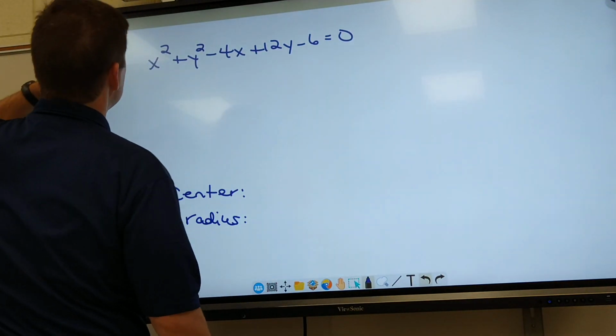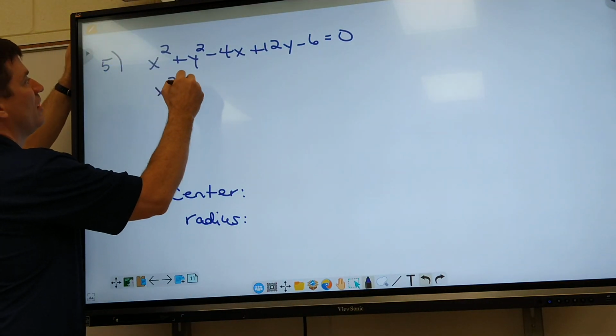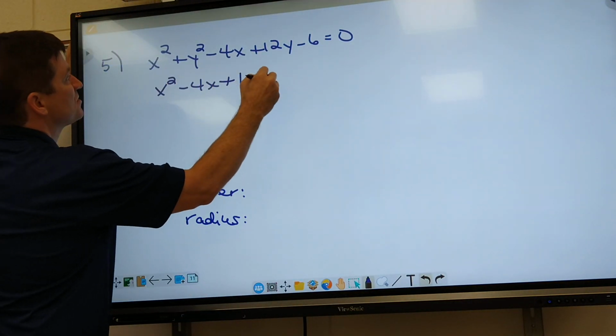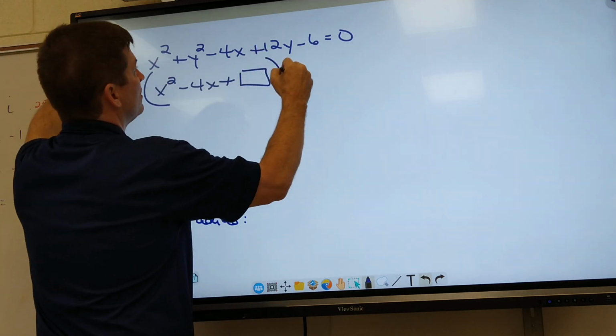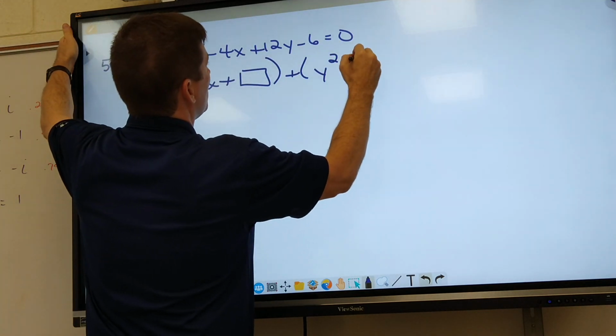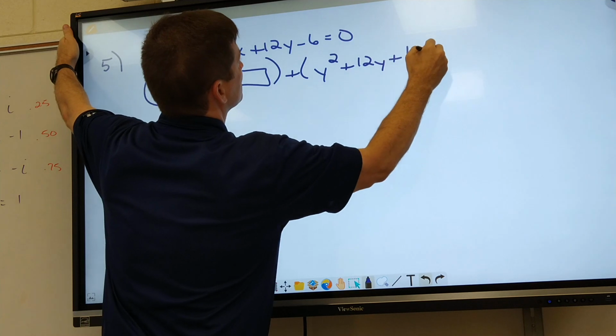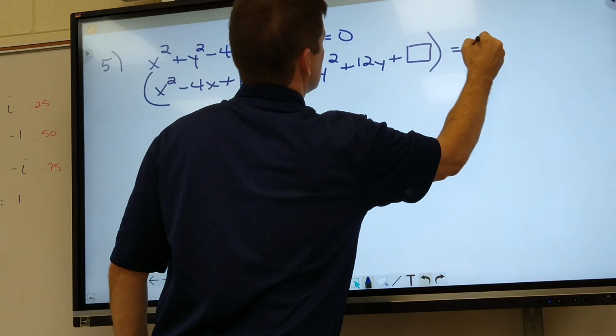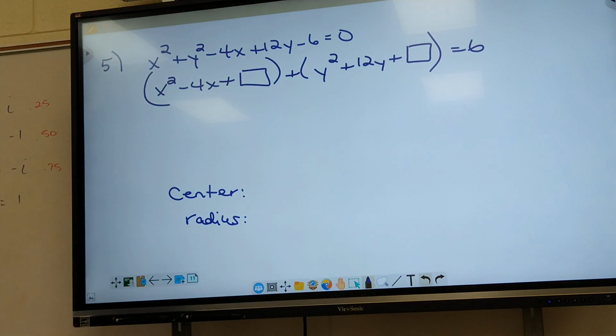All right, so we've got to get this into groups. We've got x squared minus 4x, then a box. We've got y squared plus 12y in a box equals 6. I want y'all to write that down, and we'll go over how to fill in those boxes. We did this like a month ago.